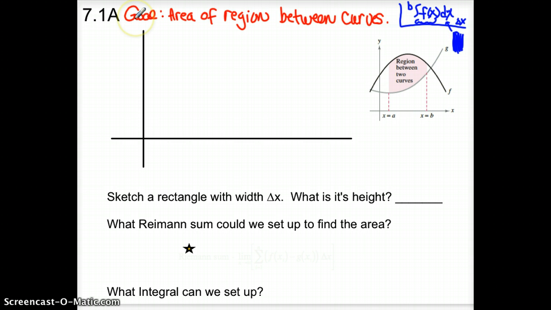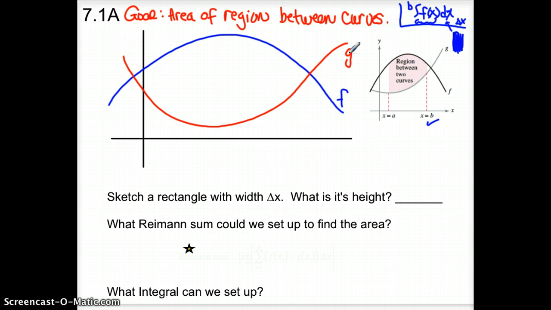Well, in this section, what we're going to have are two functions. So I'm just going to draw one here in red, and I'm going to label that f, very similar to over here. I'm just going to blow it up. Then I'll do another one over here, and I'll call this function g. And our goal is going to be to find the area between those two functions.